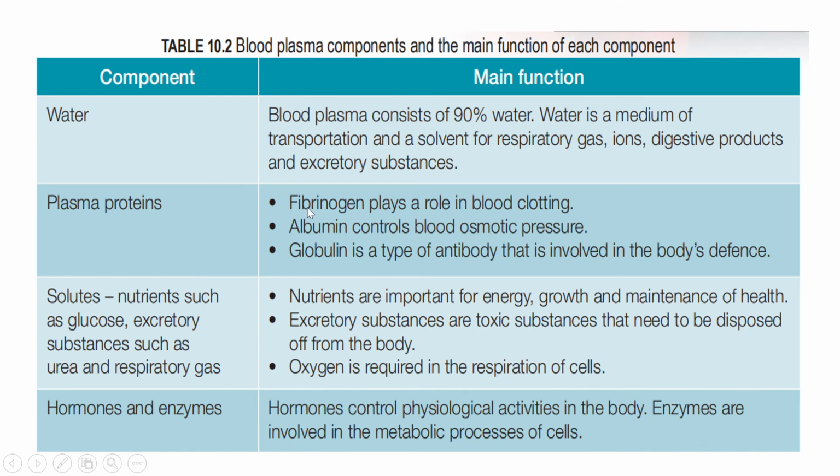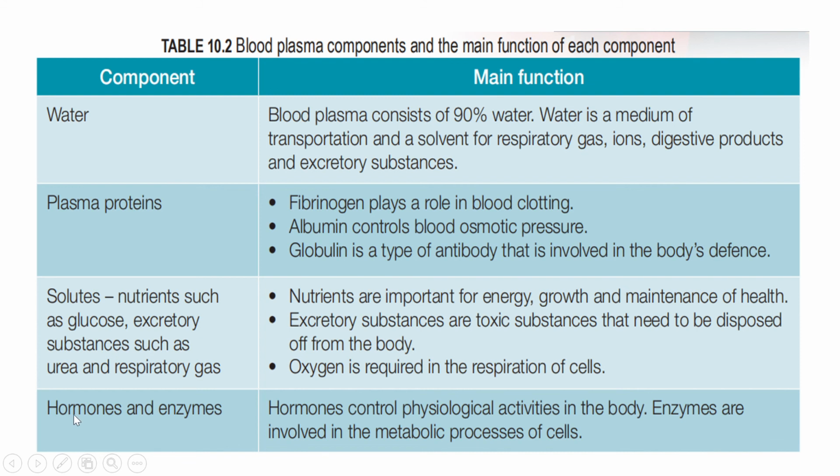Now, fibrinogen, we are going to look at it later on when we discuss the mechanism of blood clotting. And albumin is important in controlling the blood osmotic pressure. Also we have this globulin, which is a type of antibody that is involved in the body defense mechanism. Okay, next are the solutes. Solutes include the nutrients like glucose, also the excretory substances such as urea, and respiratory gases. And here are the functions which you can read on.